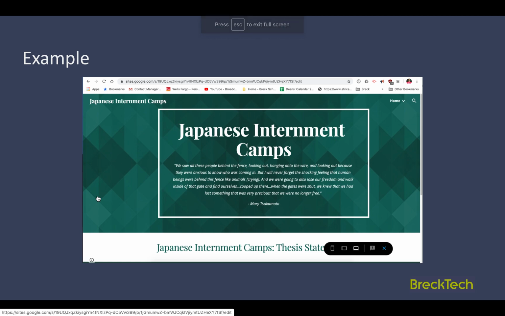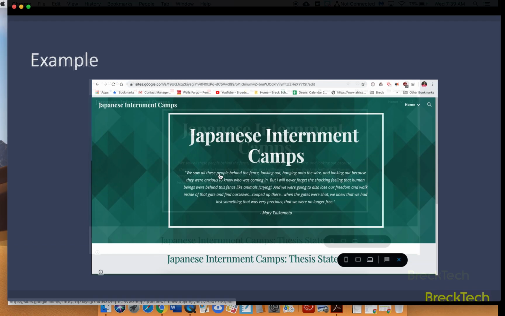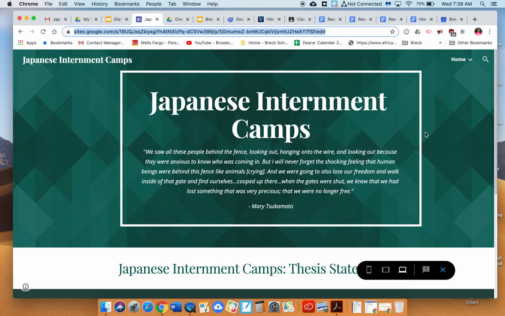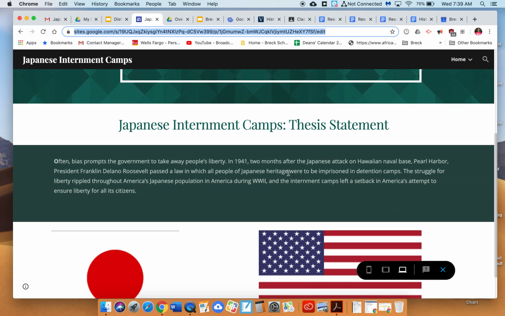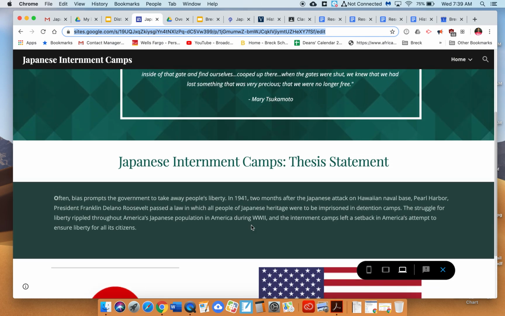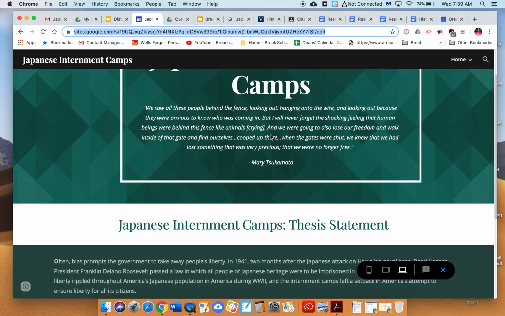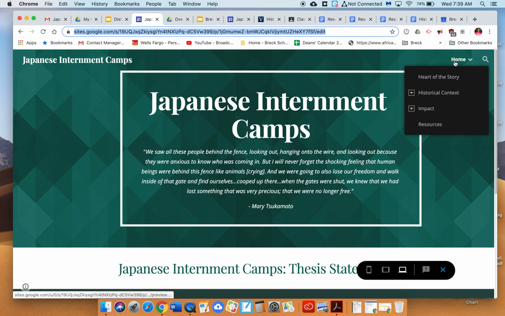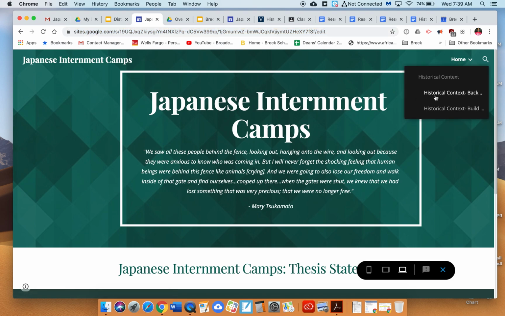Okay, next is an example. I'm going to show you quickly an example on Japanese internment camps. That was the person's topic. All right, so first of all, the person wrote their thesis on their home page, and you can see it's very short. You're going to notice that there's always images and there's always a quote. And they're using Google Sites. Then historical context is, well, let's go heart of the story first.